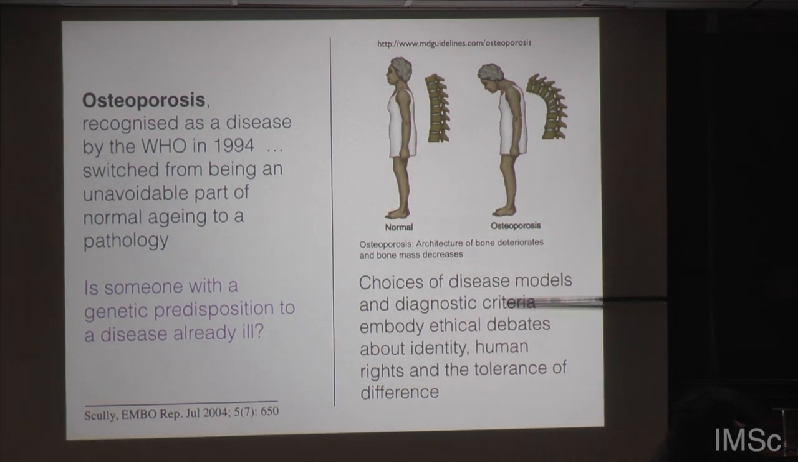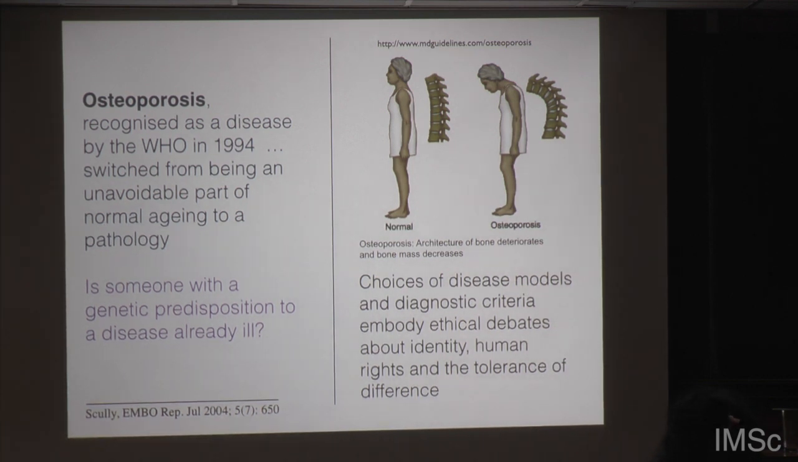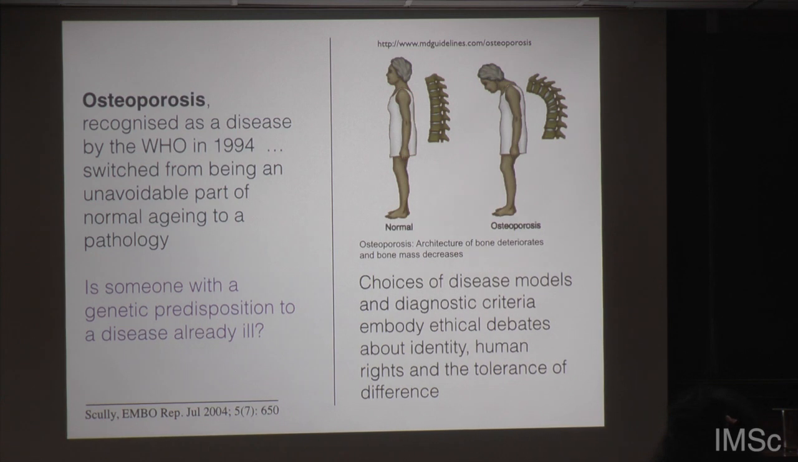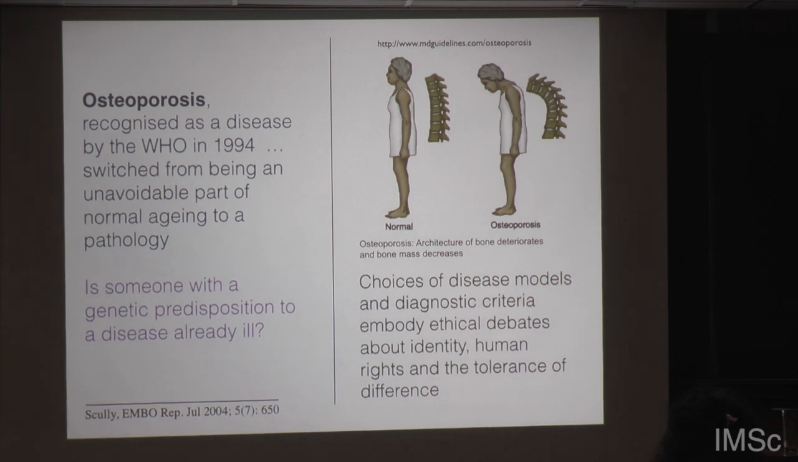So what you choose to be a disease model, as a diagnostic criteria, raises very fundamental questions or debates about ethics, human rights, and to what extent you're willing to tolerate differences, for example, between this person and this person. Is this person really ill? Or should they say that, look, all of us when we grow old, we will have problems that are associated with old age. These are not diseases, but a natural progression of the human condition.